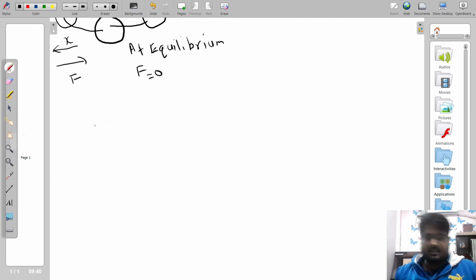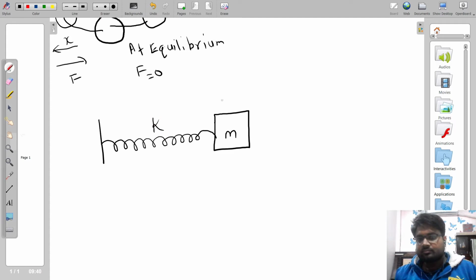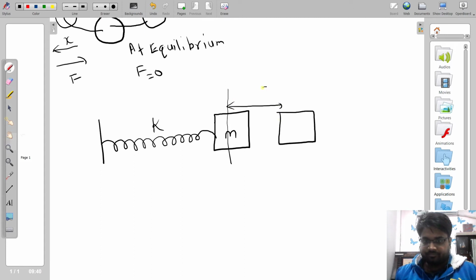Now we will take the third example. Here we are taking a spring mass system. In the spring mass system, we have a mass m and a spring with a spring constant k. We displace this mass by a displacement x towards the right. Now the restoring force will act on it, and that restoring force will try to take this body back towards the mean position.